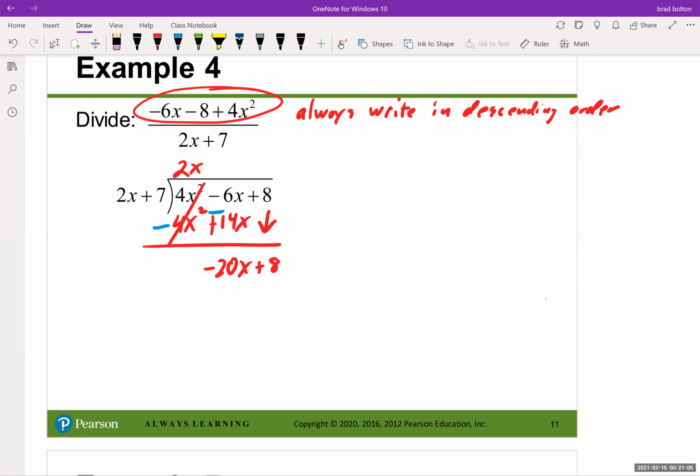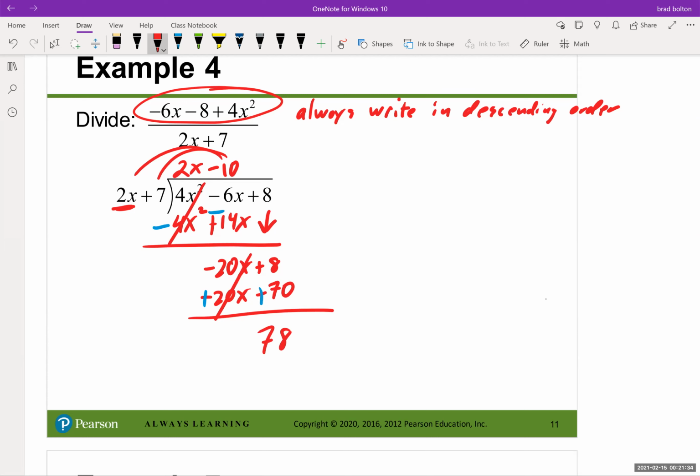And now we go back to asking ourselves the question, repeat the process again. What does a 2x need to look like a negative 20x? It needs a negative 10. Now we distribute the negative 10. This becomes negative 20x minus 70. Draw the bar, change the signs. So this cancels and this becomes 78, okay?